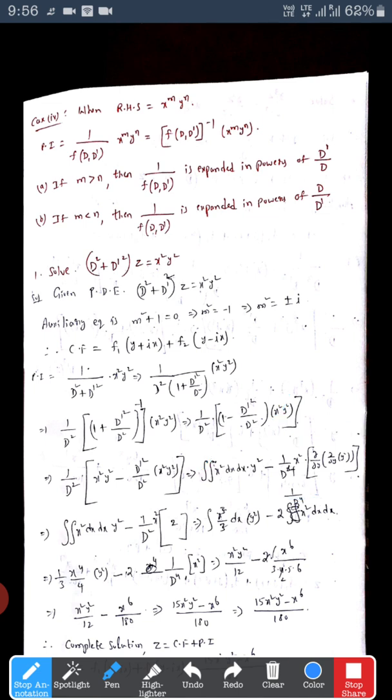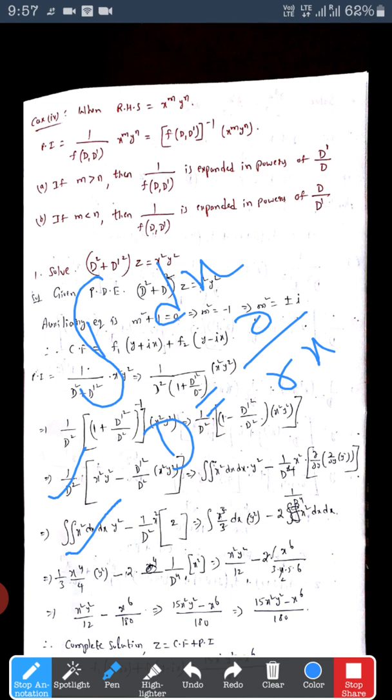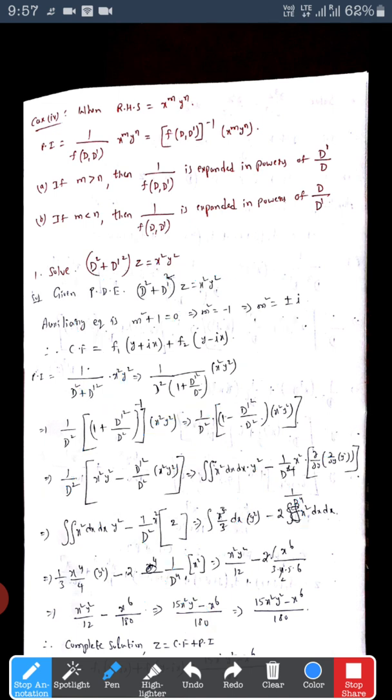That means 1 by d square means we have to integrate with respect to x, because d means dou by dou x. 1 by d means integration with respect to x. That's why I am writing here x square dx dx, not dy dy, only x square dx dx. Here also 1 by d power of 4 means we have to integrate 4 times. After simplification, this is the particular integral PI.